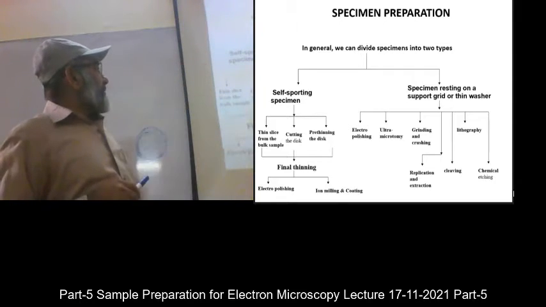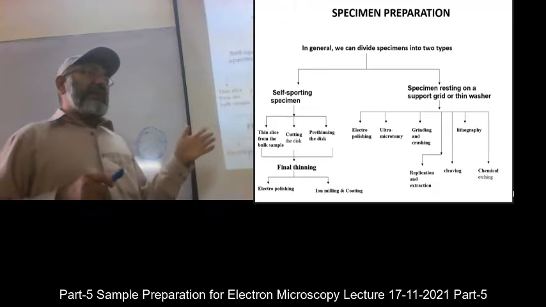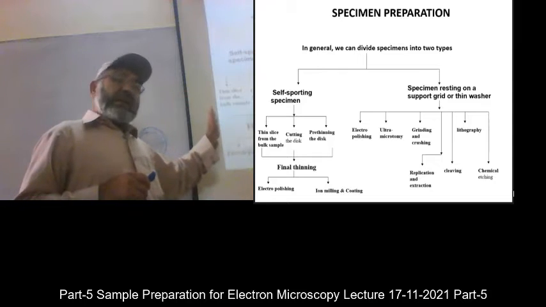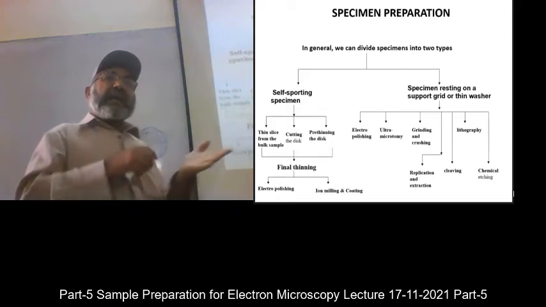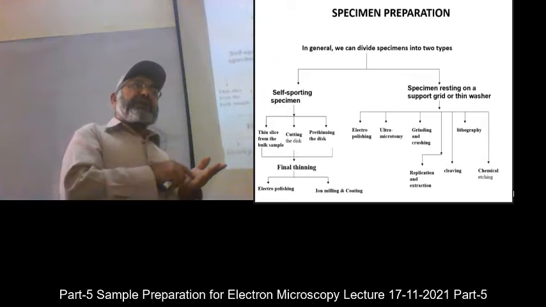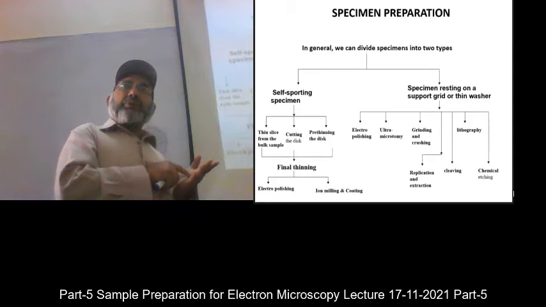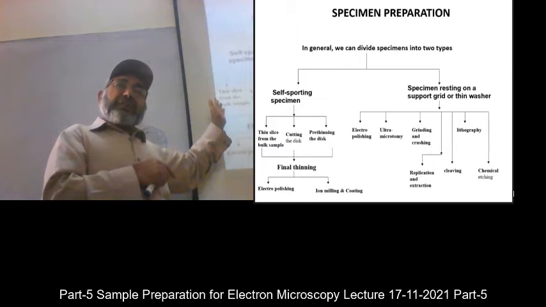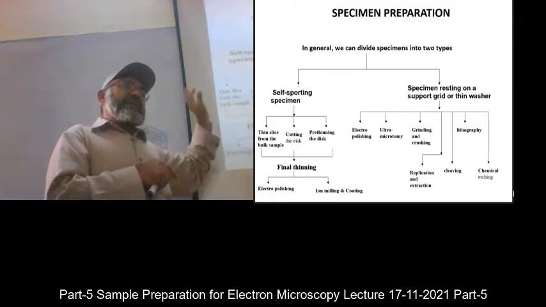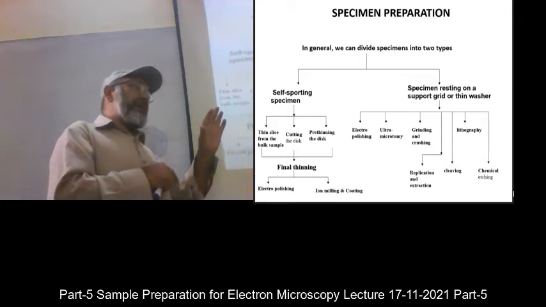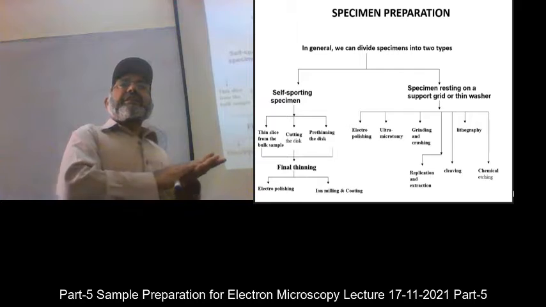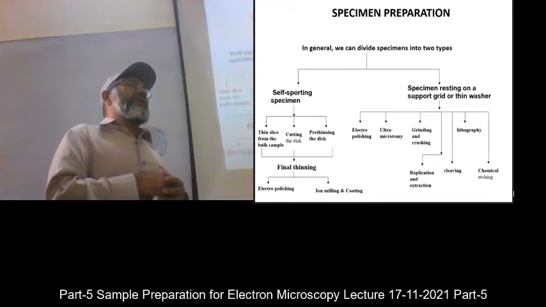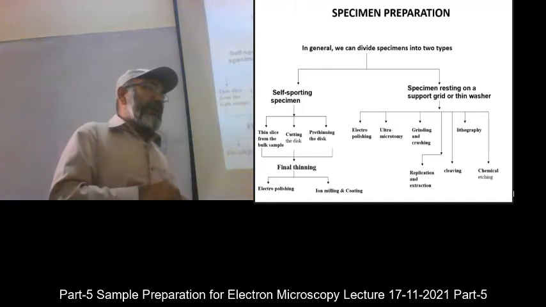And in a self-supporting specimen, you cut a thin, small slice from the main sample, then cut that into discs, 3 millimeter diameter discs. As I told you, you do it with a slow saw, diamond saw. You cut the slice from the main material. Then you grind it to 100 micrometer thickness, slightly above or below. That doesn't mean that it is a Quranic word that it must be 100, right?